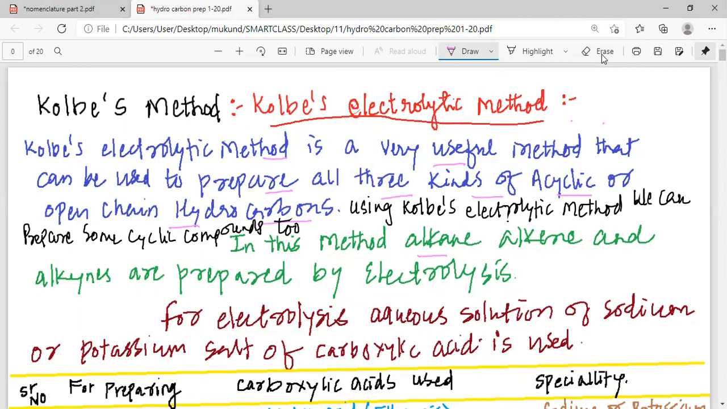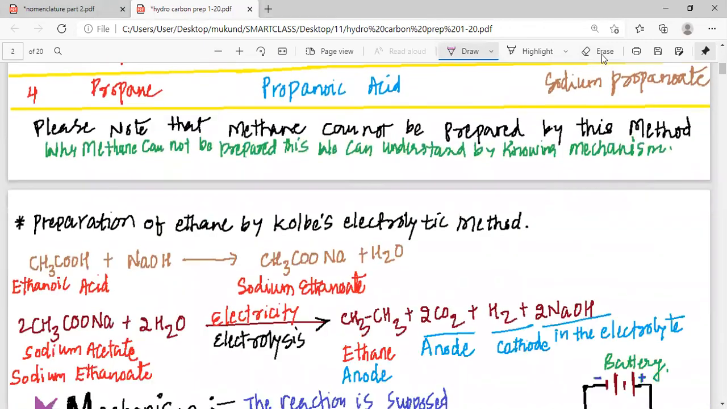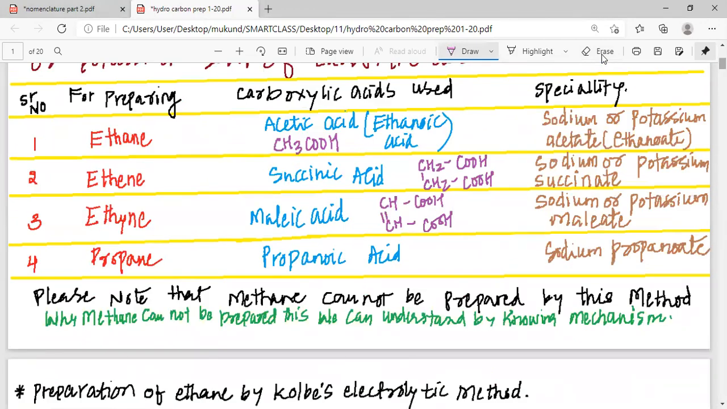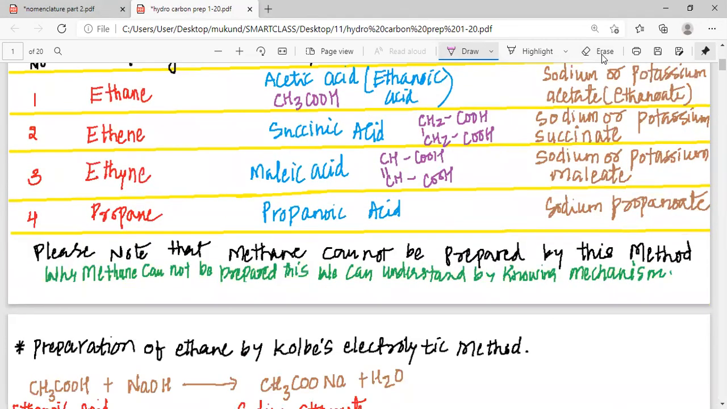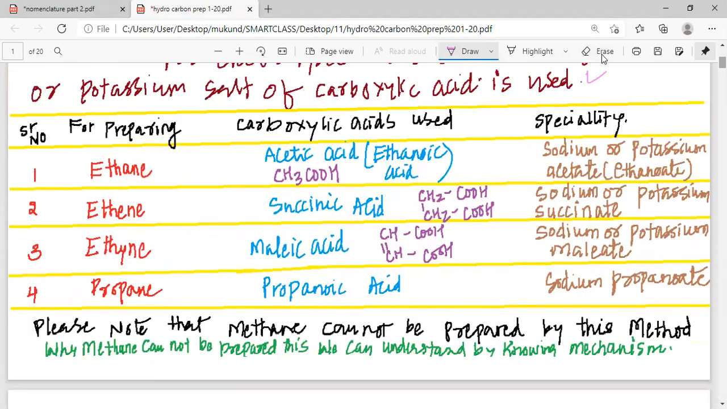In this method, alkenes and alkynes are prepared by electrolysis. Electrolysis means passing electricity. That is what is known as electrolysis. So let us see how. For electrolysis, an aqueous solution of sodium or potassium salts of carboxylic acid is used. So we are going to use various carboxylic acids, but we need to convert them into their sodium or potassium salts, my dear students. Let us understand it well.